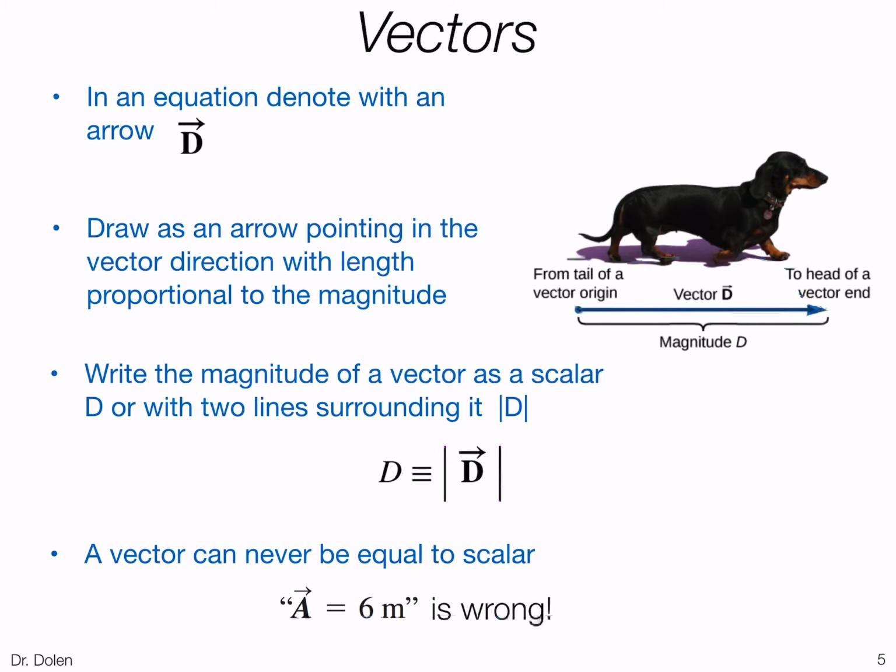Okay. And finally here, just a quick point, a vector can never be equal to a scalar. So if I have a vector A, and I know it's a vector because it has the arrow above it, is equal to 6 meters, that has to be a wrong statement. Because 6 meters is a scalar, it has no direction. So for this to be true, it would have to be A is equal to 6 meters east, or A is equal to 6 meters in the plus x direction. I'm going to teach you later the proper notation for also writing down the direction. But just to let you know, you can never have a vector equal to a scalar.